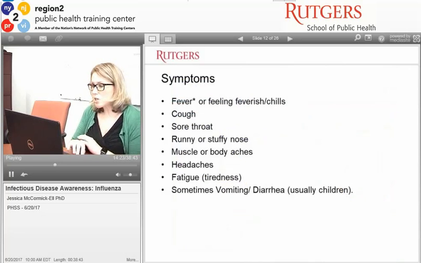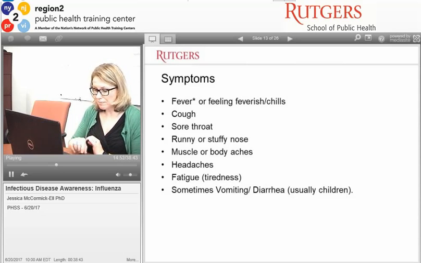So just to switch gears a little from the biology of influenza viruses, let's talk about some symptoms. So symptoms of flu are very vague. A lot of diseases that we know of cause flu-like illness. And so when we say flu-like illness, typically we usually mean fever or having feverish type feelings and chills, cough, sore throat, runny nose, achy, tired, headaches, sometimes vomiting and diarrhea, but that's mainly seen in children.